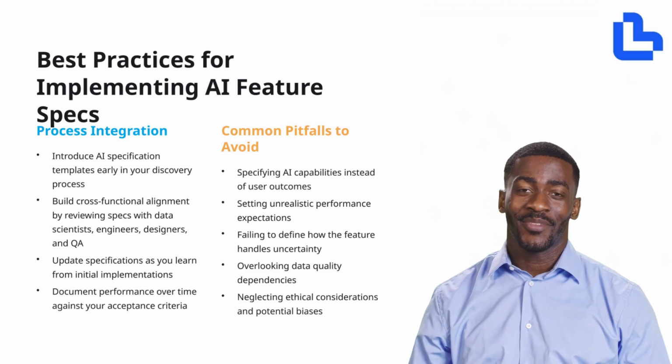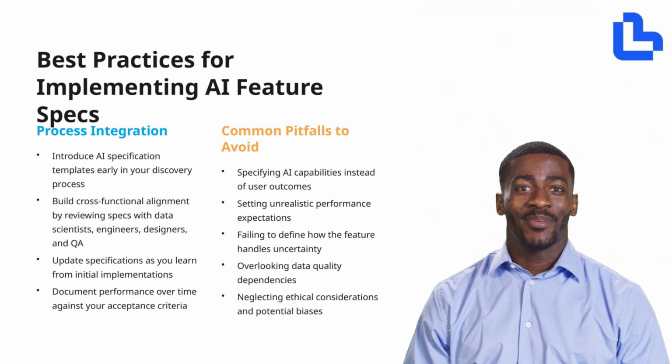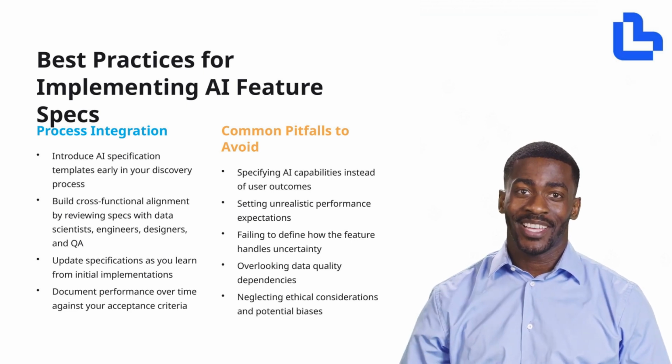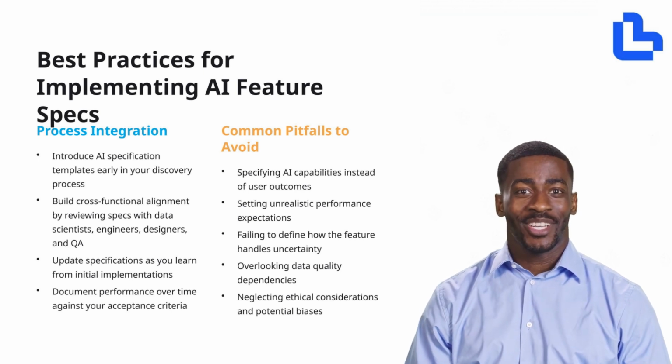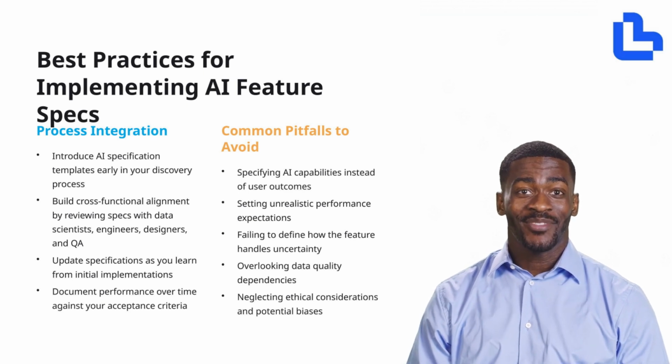To bring everything we've discussed to life, let's walk through a complete example of an AI feature specification. This one focuses on a content recommendation engine, a common AI feature used to personalize user experiences by suggesting relevant content. We start with the feature definition.